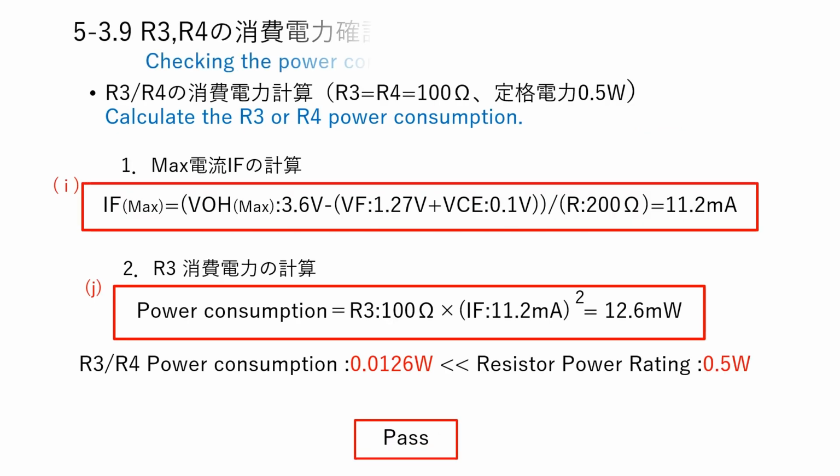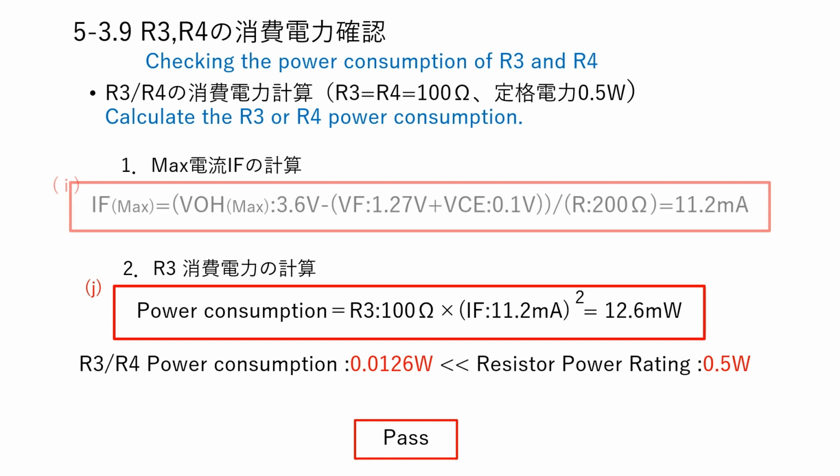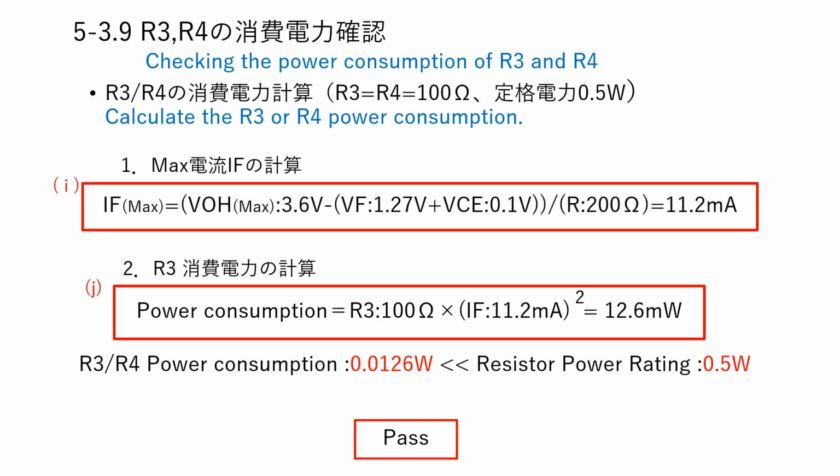5-3.9 Checking the power consumption of R3 and R4. Calculate the R3 and R4 power consumption. R3 equals R4 equals 100 ohm. Power rating equals 0.5 watt. 1. Calculate the maximum current IF. Calculate the IF current using the red frame equation I. IF equals 11.2 milliampere.